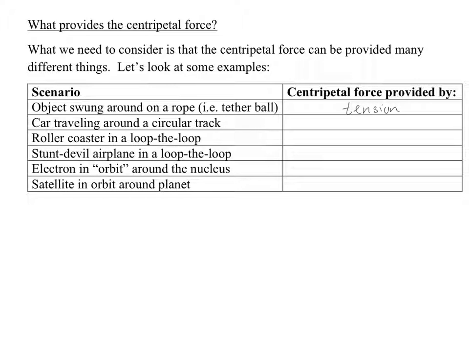Okay. A car traveling around a circular track. What did we talk about yesterday? What kept it in motion? Centripetal force. Remember, centripetal force is not a real thing. What provides it? Friction. The tires on the road keep the car from sliding out.